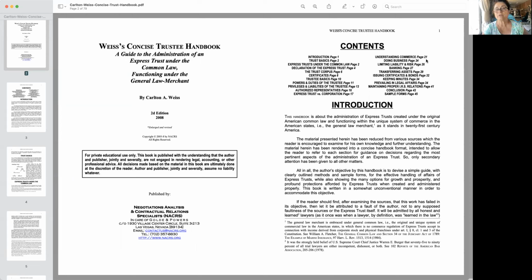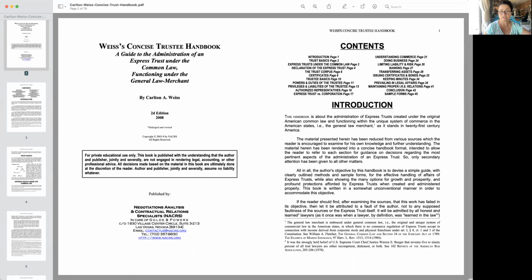Understanding commerce, page 21. That would be a really good one to start with. Doing business, page 24. Limiting liability and risk, page 26. Banking, that's a good one. Page 27. Transferring assets, page 29. Issuing certificates and bonds. That sounds good. Page 32. Keeping minutes, page 34. Prevailing in legal affairs, page 34. Maintaining proper IRS relations, page 41. Conclusion, page 43. And sample forms, page 45.